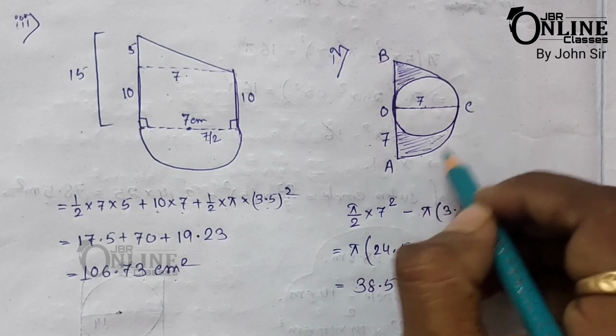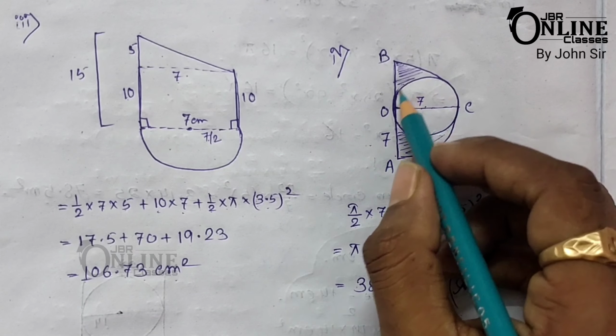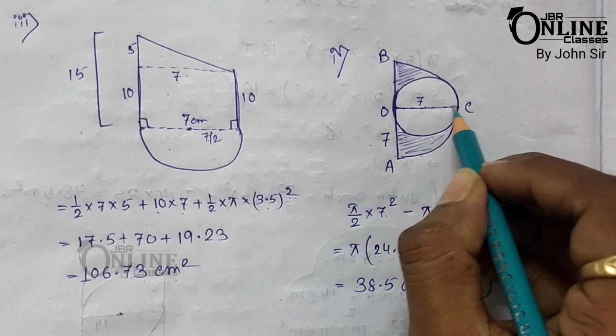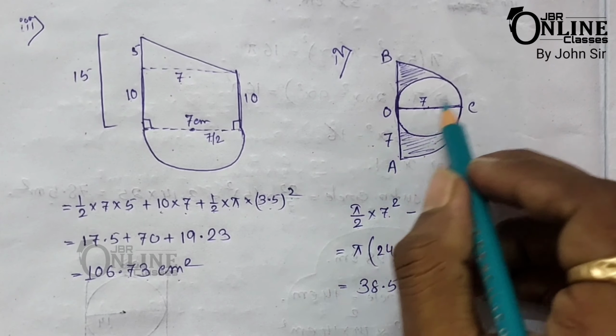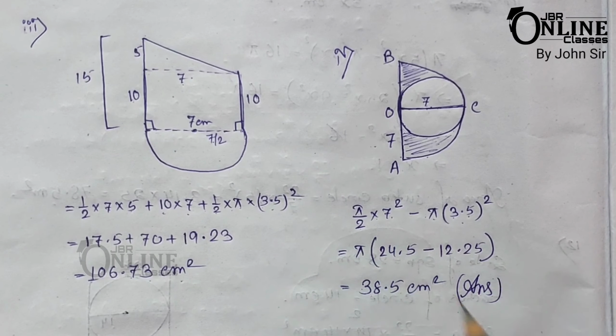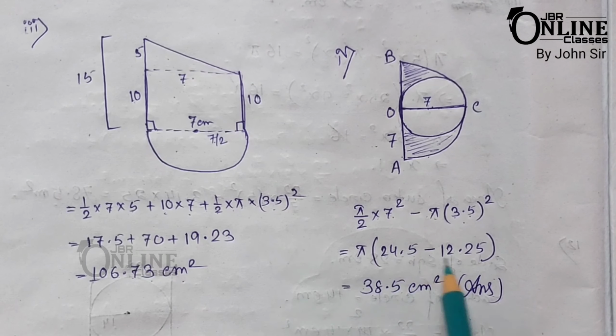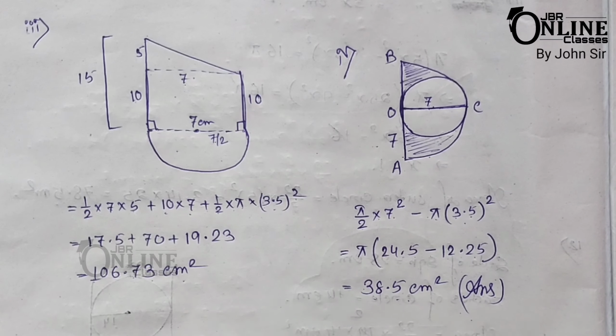Now the area of this semicircle is pi by 2 into 7 square, and the area of this small circle, as 7 is the diameter, so your radius is equal to 3.5. So area of this small circle is equal to pi into 3.5 square. If pi will be common, then 24.5 minus 12.25. So the final answer is 38.5.